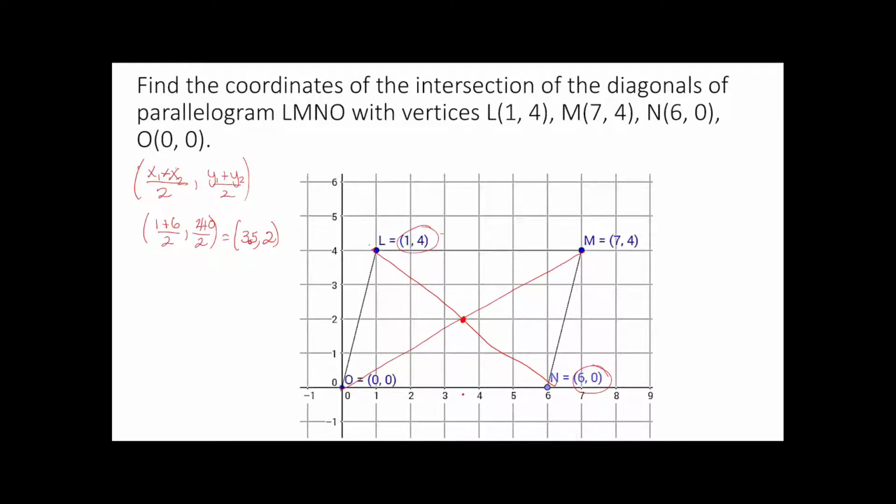But let's verify that OM also has that same midpoint. So from O to M, we're taking 0 plus 7 and dividing by 2, and 0 plus 4 and dividing by 2. And once again, we get 3.5, 2.